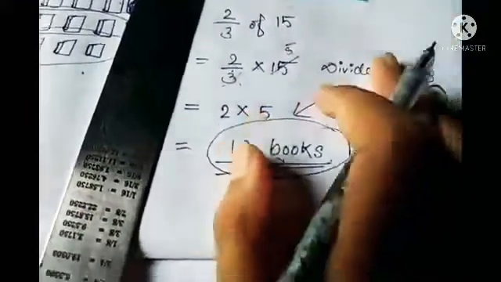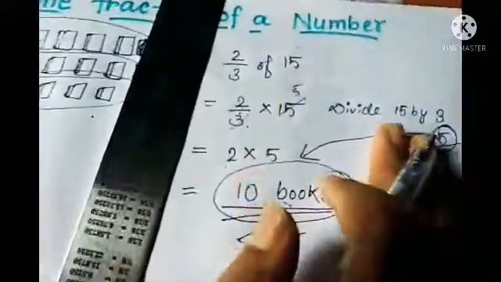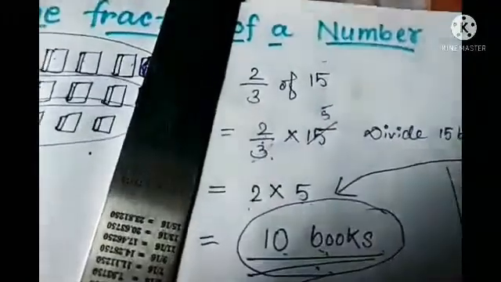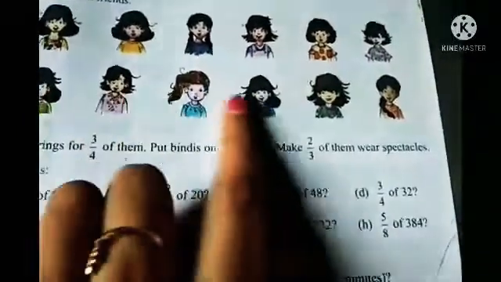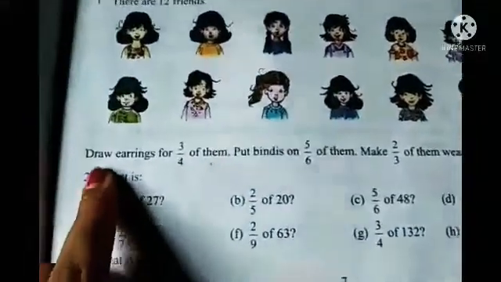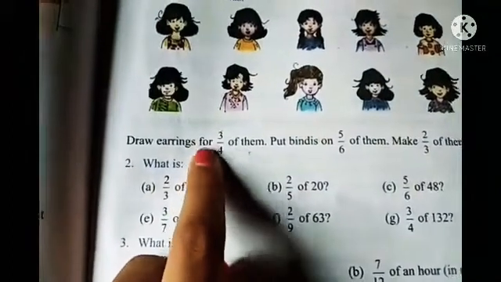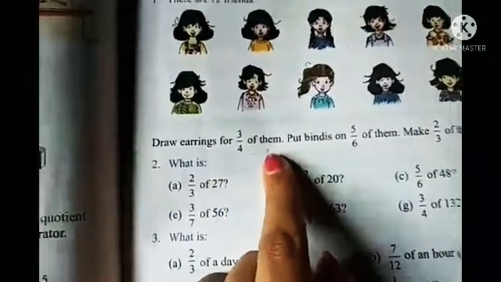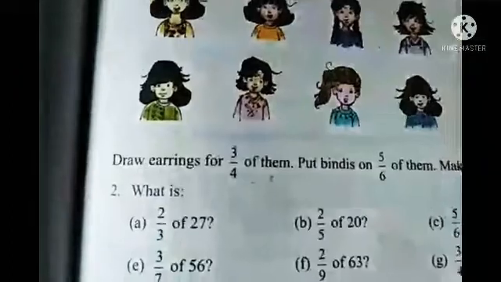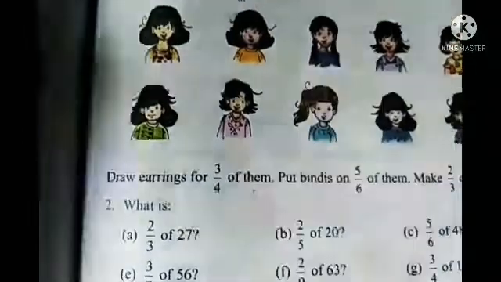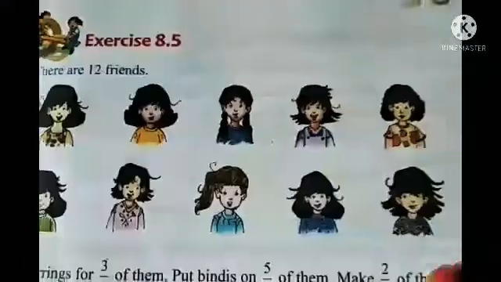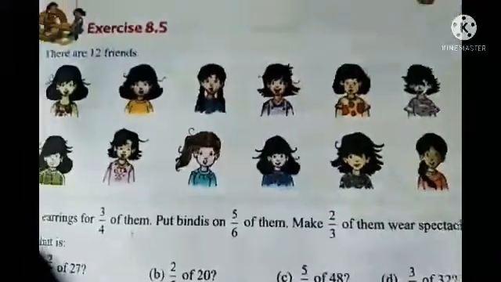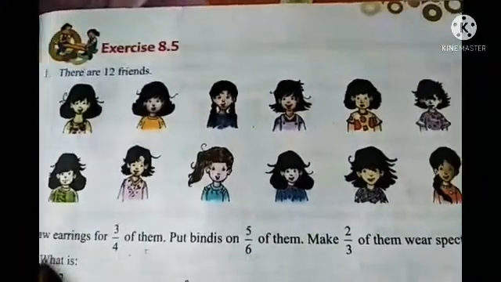Your exercise 8.5 is all about this. So let's solve some problems. At first you see students, there are 12 friends. You can see 12 friends, their pictures are given. Now what you have to do is draw earrings for 3 by 4 of them. You can see these girls are not wearing earrings, so you have to draw them. I think you can do it better than me.